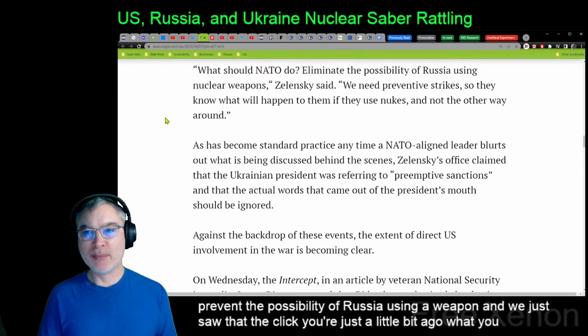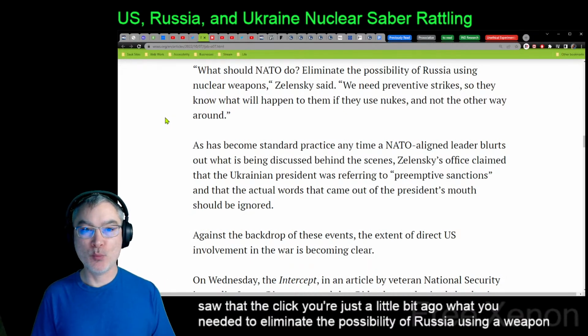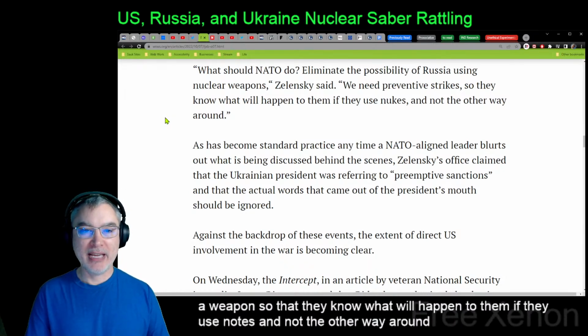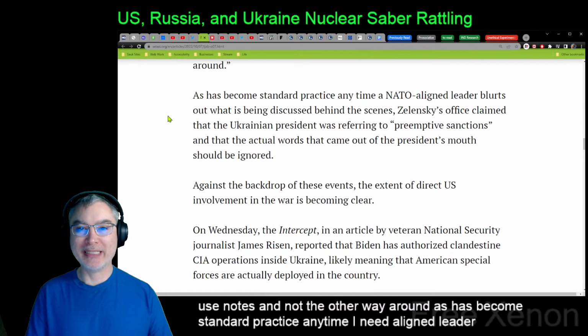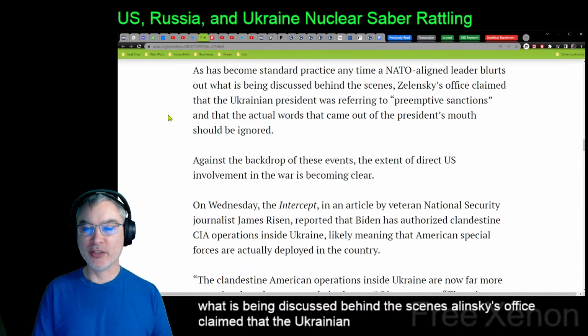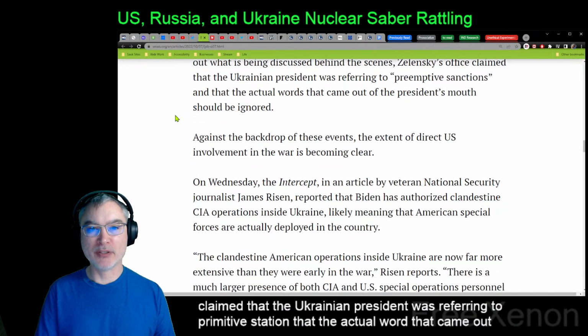"What should NATO do? Eliminate the possibility of Russia using nuclear weapons," Zelensky said. "We need preventative strikes so that they know what will happen to them if they use nukes, and not the other way around." As has become standard practice, anytime a NATO-aligned leader blurts out what is being discussed behind the scenes, Zelensky's office claimed that the Ukrainian president was referring to preemptive sanctions, and that the actual words that came out of the president's mouth should be ignored.